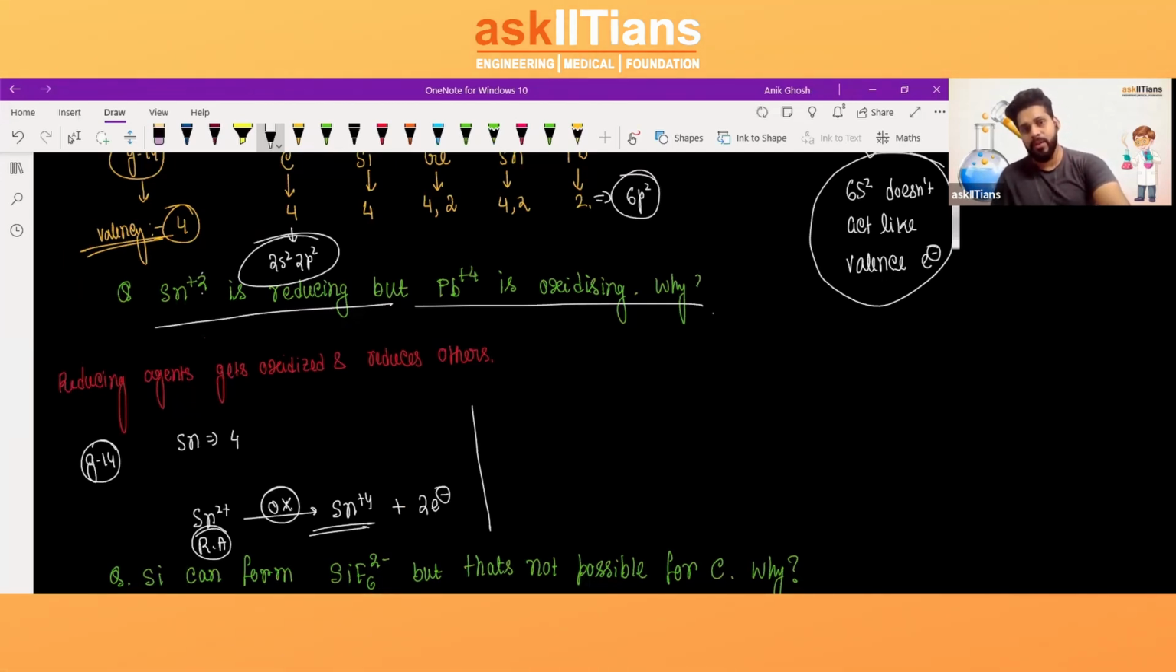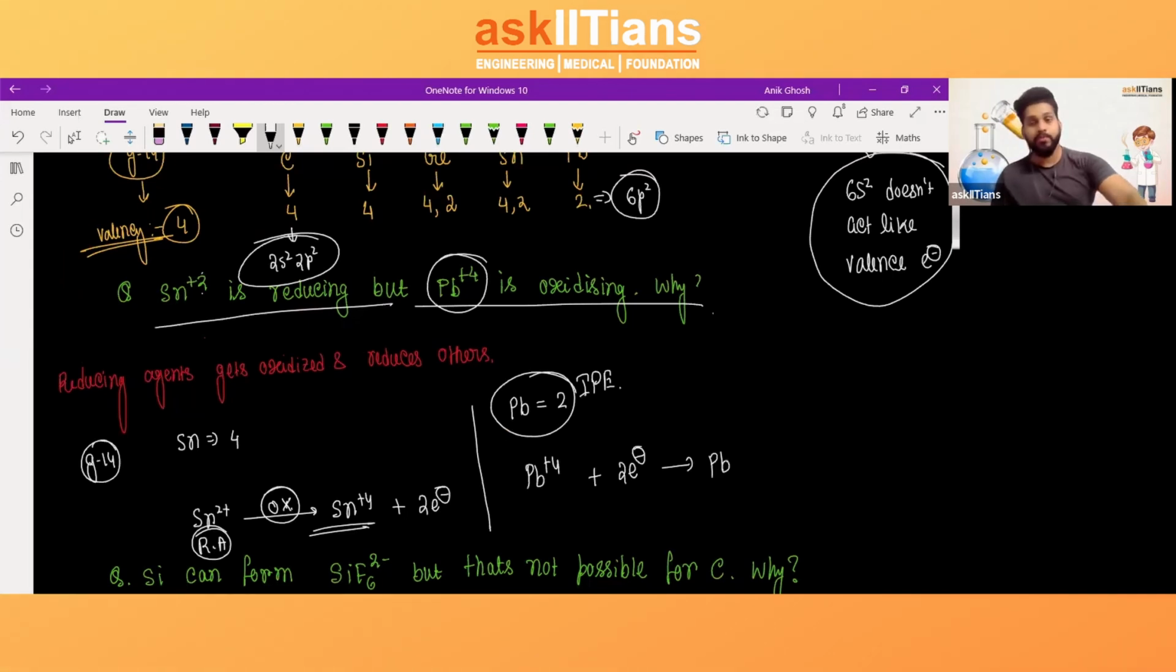Whereas if I talk about Pb plus 4, guys, for Pb the most stable valence is 2 over here because of inert pair effect. So if I have Pb plus 4, what would it do? It would try to become Pb plus 2 as soon as possible, because Pb plus 4 is not at all stable, but Pb plus 2 is, because of inert pair effect. So as a result, it is gonna take electrons, so it is itself getting reduced. So it's an oxidizing agent. Okay, that's how you answer this.